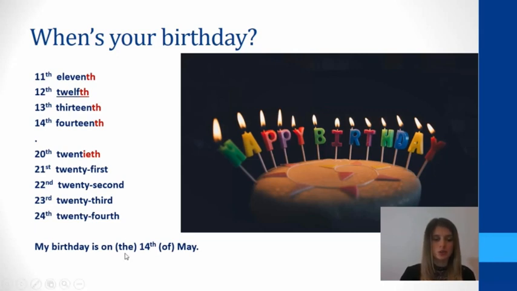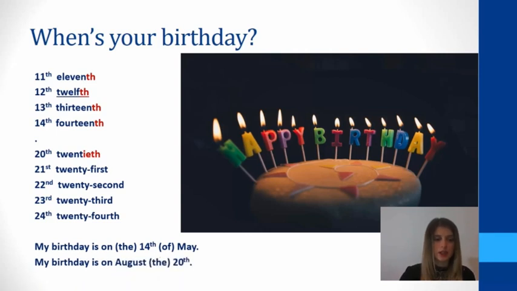Ovo sam stavila u zagradi zato što se ovo obično ne piše, ali se čita. The ide uvek pre rednih brojeva. Član the stavljamo ispred rednih brojeva. The 14th of May. Znači to ne pišemo, ali izgovaramo kada čitamo datum.